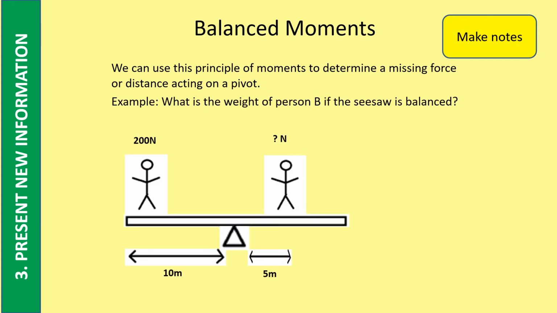You can also do this process in reverse. If you start off knowing that a system is in equilibrium or is at balance, then you know that the clockwise moments are going to equal the anti-clockwise moments. So in this case, you know that this force times this distance is going to equal this force times this distance. This means that if you know 3 of these quantities, you can work out the 4th one.